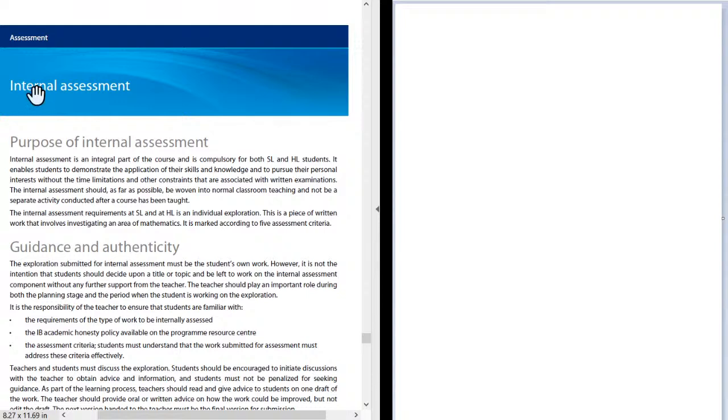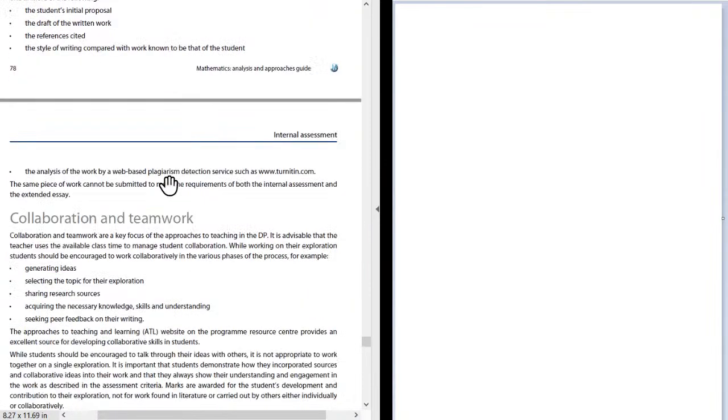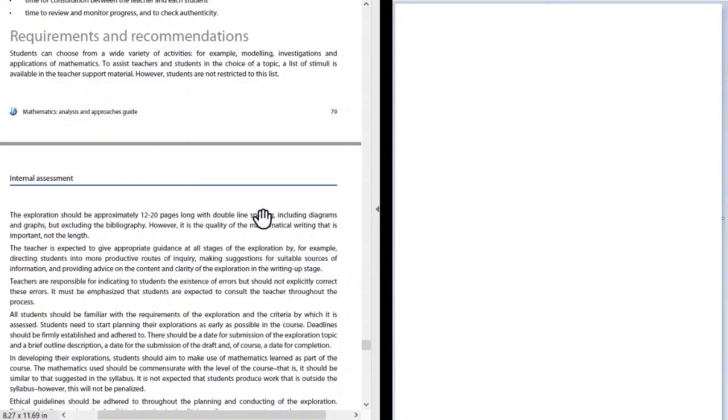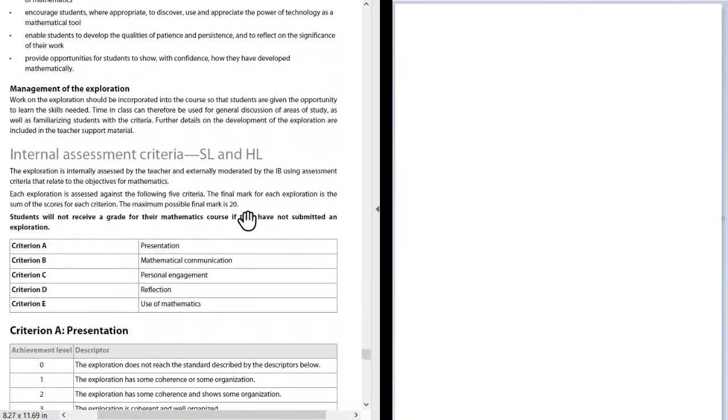So, I'm talking about the internal assessment in the new IB courses. Compared to before, one of the differences is that it's taking longer. It's now 12 to 20 pages double spaced, and previously they didn't specify double space, but it was around 6 to 12 pages. It's assessed using 5 criteria: presentation, mathematical communication, engagement, reflection, use of mathematics. It's very similar to the previous courses.